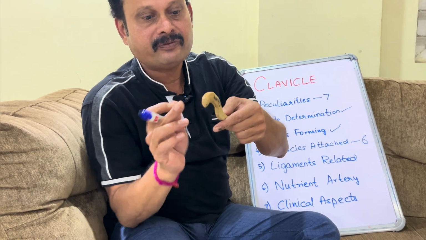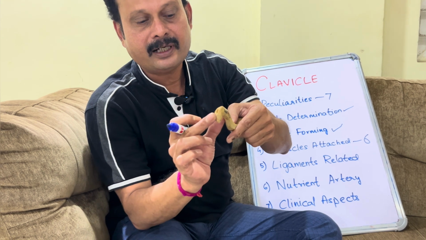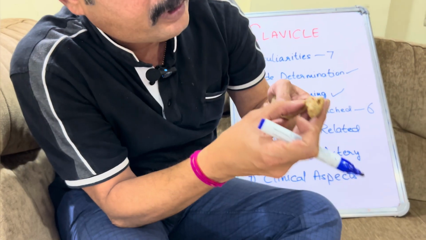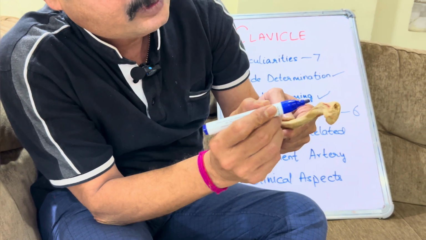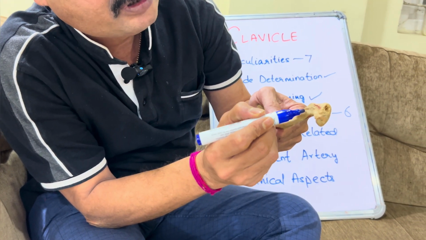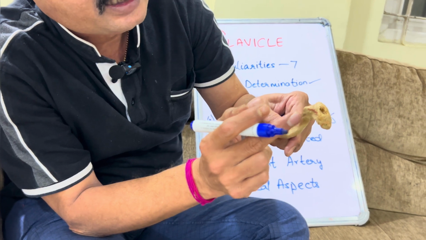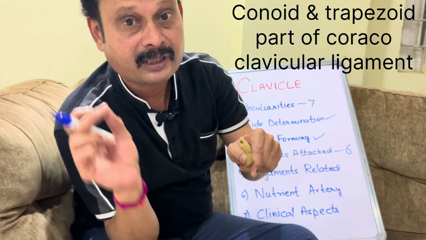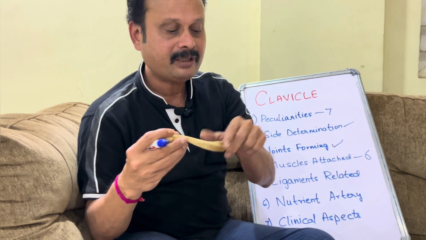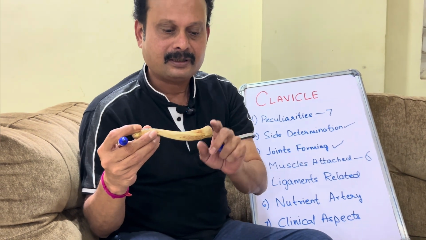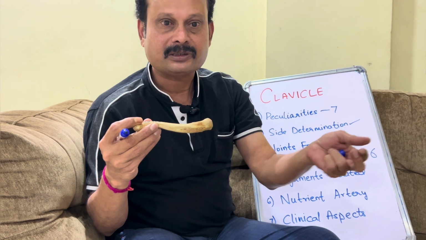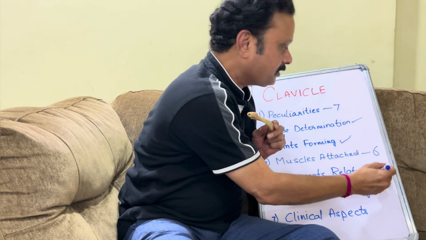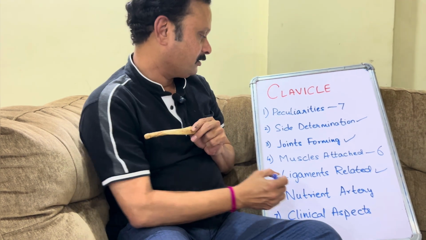Along the inferior surface, at the lateral end, you find one elevation called the conoid tubercle, and by the side of it there is a trapezoid ridge. This gives attachment to the conoid and trapezoid parts of the coracoclavicular ligament. So you need to remember the interclavicular ligament, costoclavicular ligament, and coracoclavicular ligament. These are the ligaments which are in relation to the clavicle.